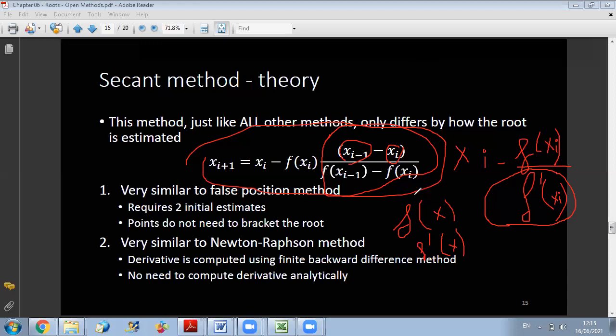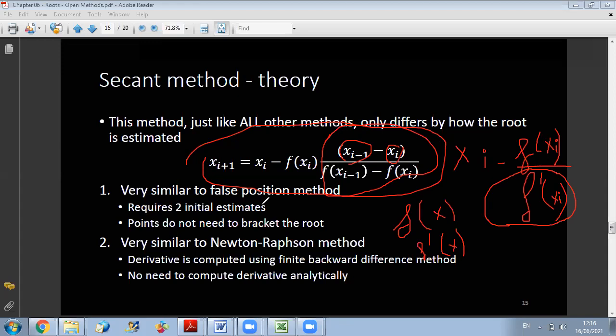Now, comparing with the false position method, this secant method is very similar to false position method because it requires 2 initial estimates. We join these 2 points, and the intersection with the x-axis is the new estimate of the root. So this is the common between the two. The difference is that in false position method, you need to bracket the root, while in secant method, you don't need to bracket the root. So you can start from any 2 initial guesses.